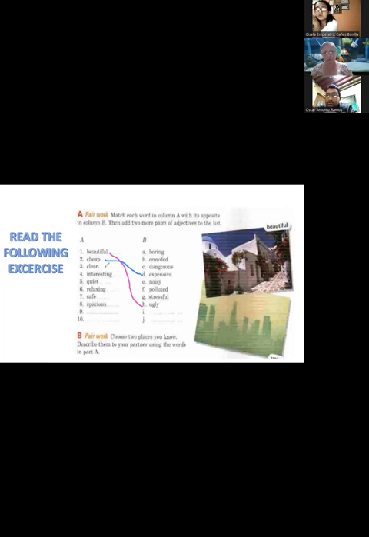Clean? Polluted. Oh, polluted. Okay. Polluted, yes. That's right, that's letter F. So clean and the opposite, it's polluted. Look at the change. It's very, very different.